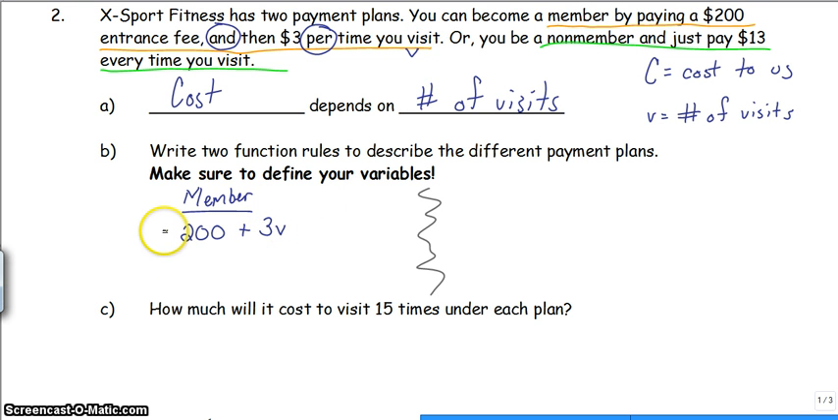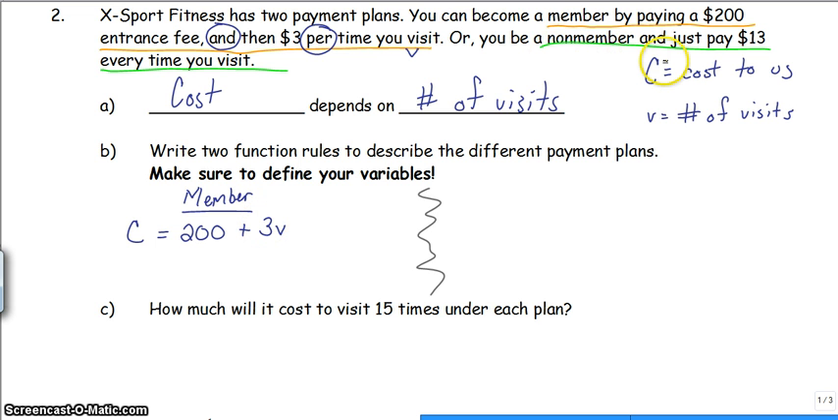It's not a function rule unless it's an equation. So I need the equal sign. That's what my cost is. The cost, if I become a member at Export Fitness, is equal to the $200 entrance fee plus $3 times the number of times I visit.